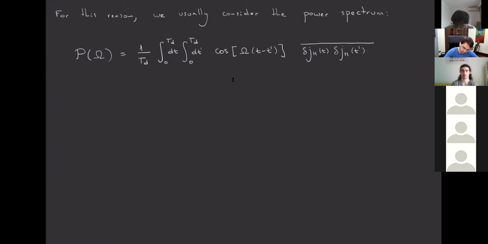Let me say it again. So td is just the measurement time, so for how long we are integrating or for how long we are looking at the photocurrent. Omega is what we will call the detection frequency or noise frequency. So we usually call it detection frequency or noise frequency.